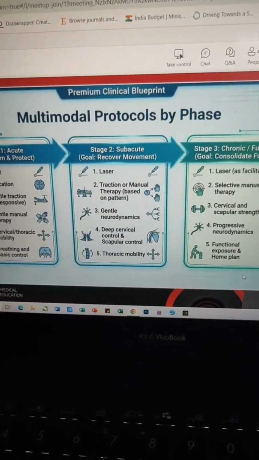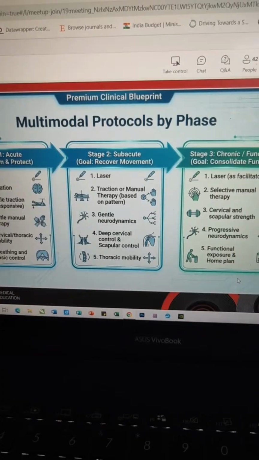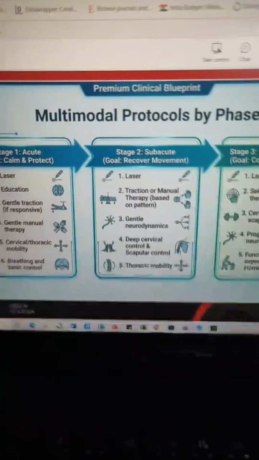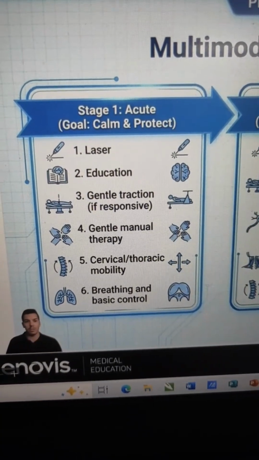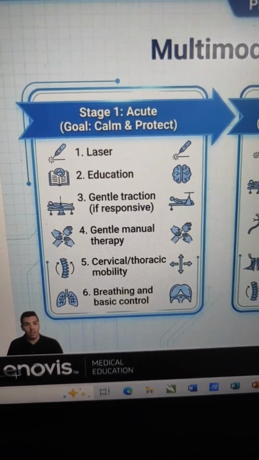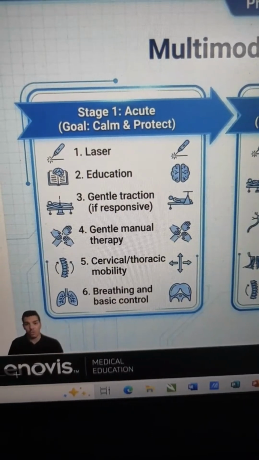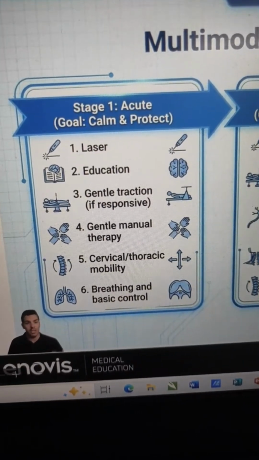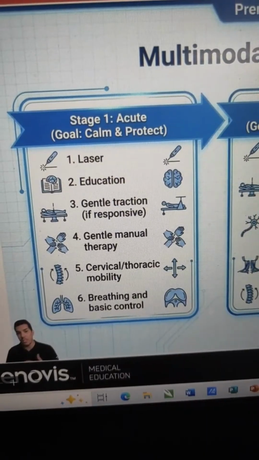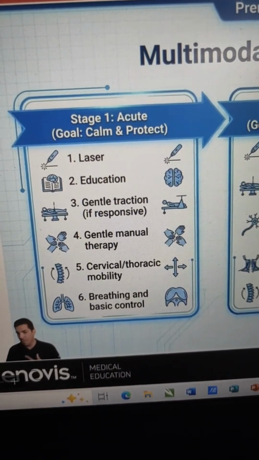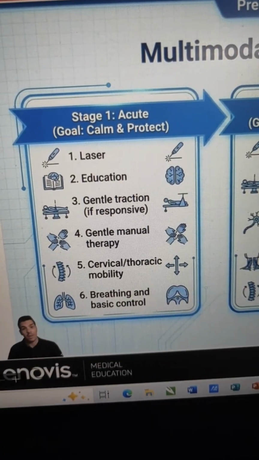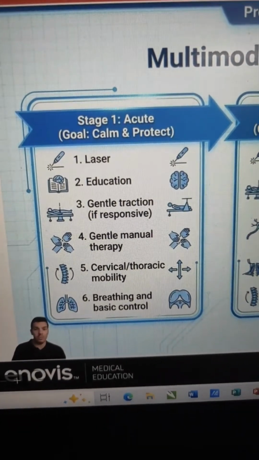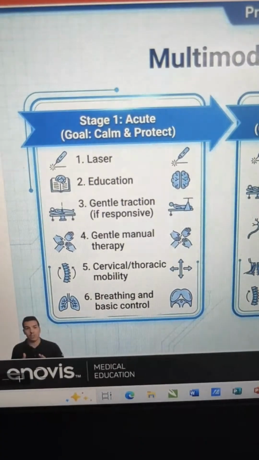Let's talk about multimodal protocols according to the phase, as we can basically organise therapeutic progression into 3 phases. Acute phase: calm and protect without creating dependence on passive treatment. We usually start with laser therapy to reduce irritation, accompanied by education on relieving positions, varying the load, and also managing recovery expectations emotionally. If distraction produces a favourable response, we introduce that gentle traction as soon as possible.